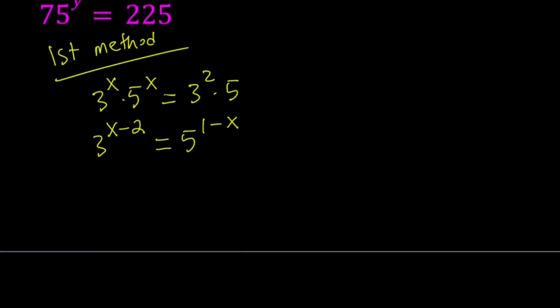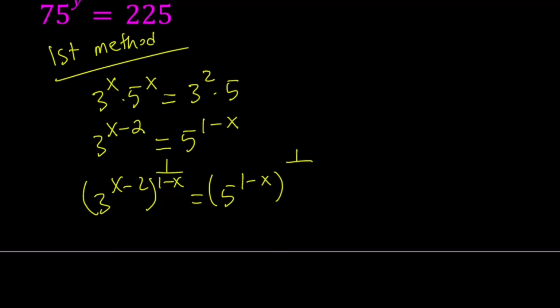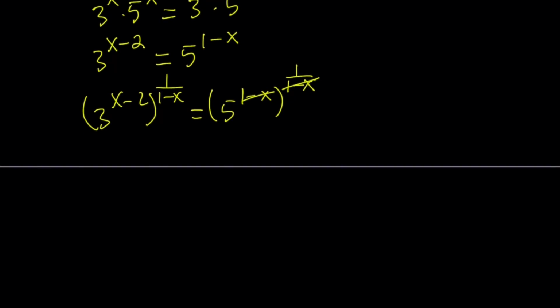Great. From here, I can actually isolate the 5, or sort of solve for 5, by raising both sides to the power 1 over 1 minus x. So in other words, it kind of looks like this. Take this to the power 1 over 1 minus x. Of course, x does not equal 1. We know that, right? Hopefully. And here, the same thing. The motivation behind that is to get a 5 on the right-hand side, because these two are going to cancel out. Great. So from here, we get the following: 3 to the power (x minus 2) divided by (1 minus x) equals 5.